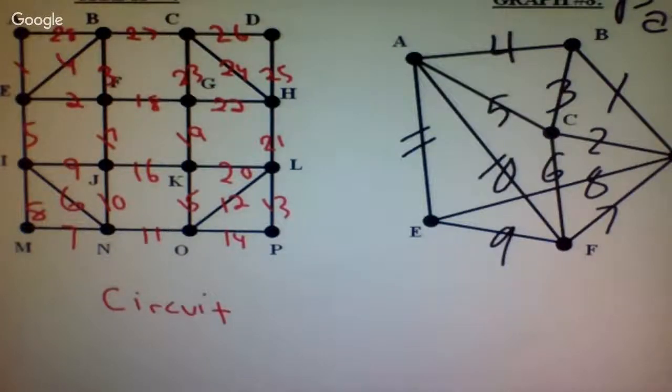Good, this one is a path. You had an odd vertex at E and one at B. So he started at B and he finished at E. Questions?